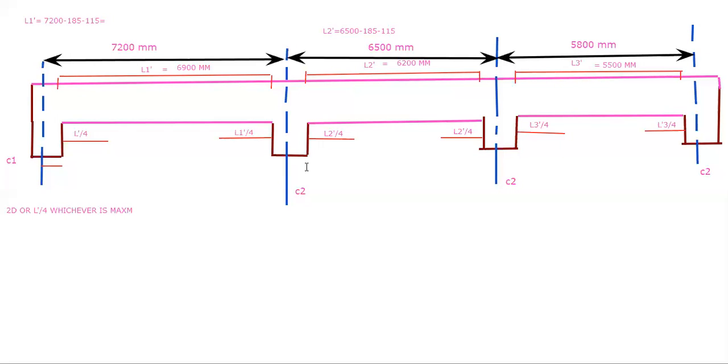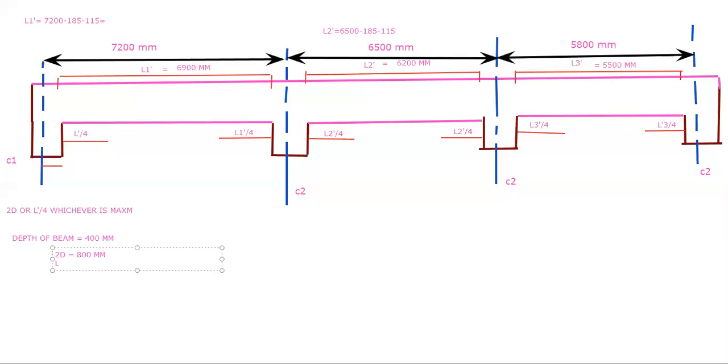Now, let's see. We have to check here what the distance is here. L1 by 4 we have to take or 2D. So 2D, the depth of beam is 400. Suppose the depth of beam is 400 mm. So just check. We will check out 2D is equal to 800 mm and 7200. How will we find out?